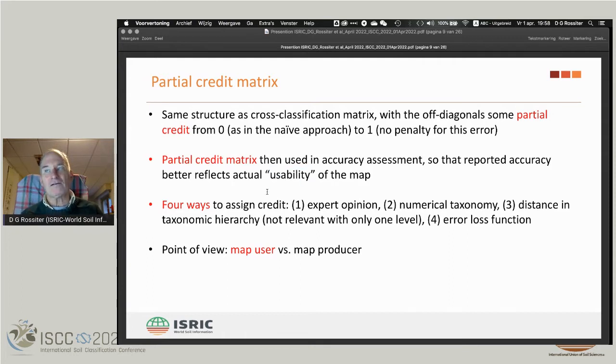So in my earlier article in the paper, there were 4 ways to assign the credit: expert opinion, a numerical taxonomy approach, distance in the taxonomic hierarchy, that is how far you have to navigate through the hierarchy to get there, and an error loss function, which has to do with what would happen if you would use the soil the way it was mapped as one soil, but it's really another. So there are lots of ways to look at this, and you can look at this as the user or the producer, and of course, I'm more interested in the user.